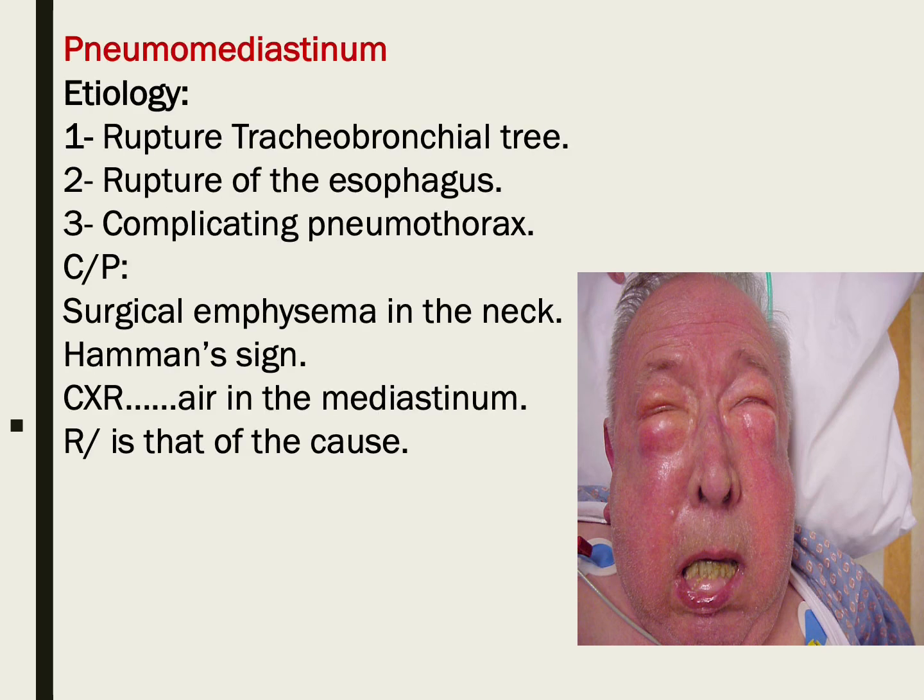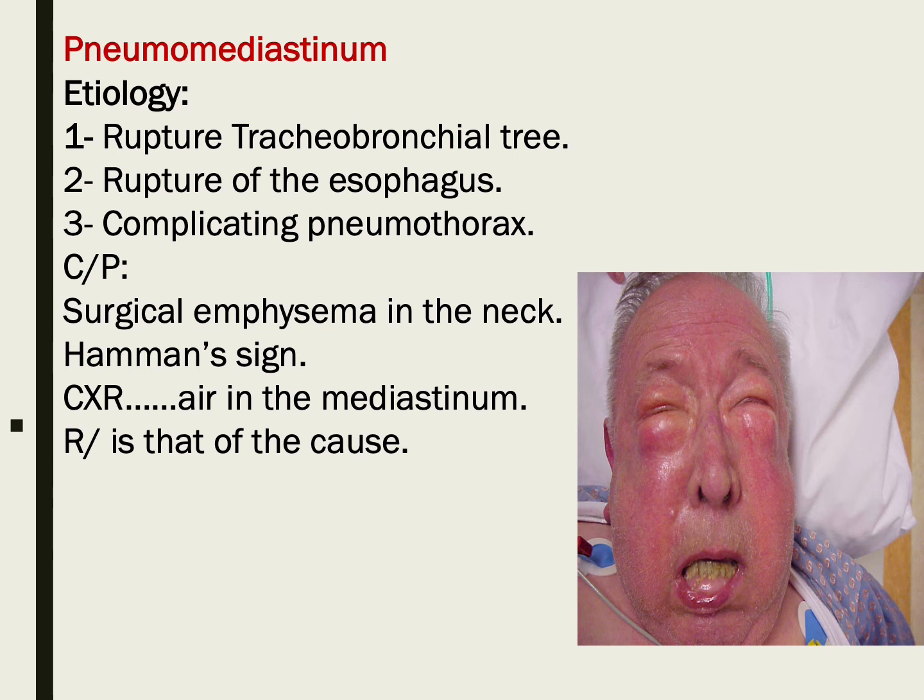The second thing is pneumomediastinum. Pneumomediastinum is air in the mediastinum, and the main important thing is that by itself it is not life-threatening. However, we have to identify the underlying cause, whether it is a rupture of the tracheobronchial tree, whether it is an esophageal rupture, or a complicating pneumothorax. And that is a picture of a surgical emphysema in the neck.